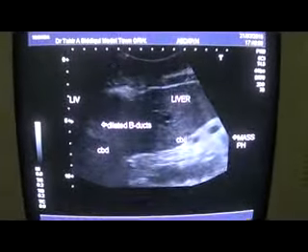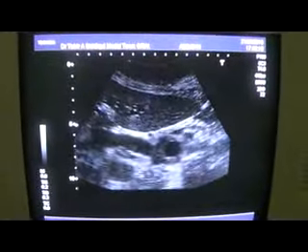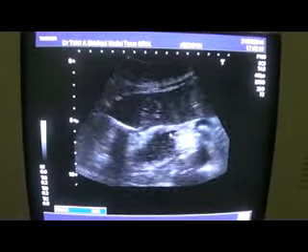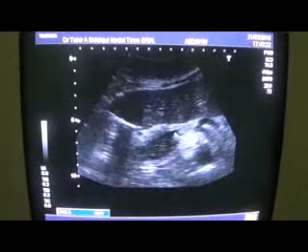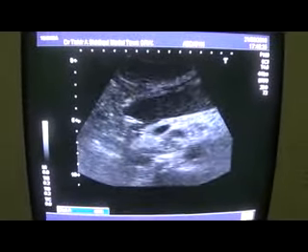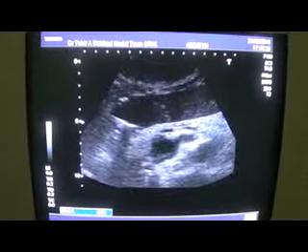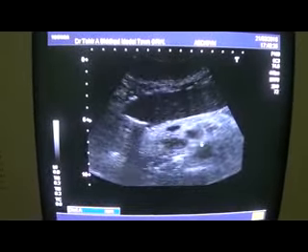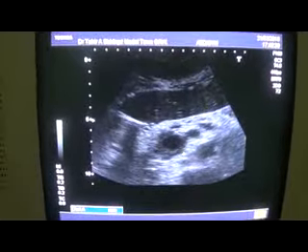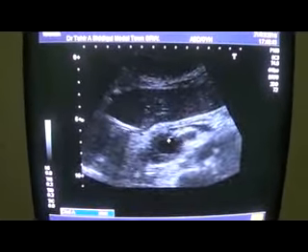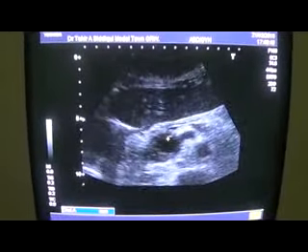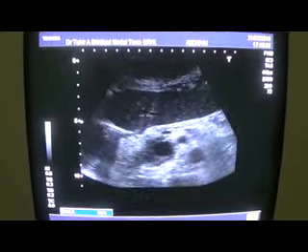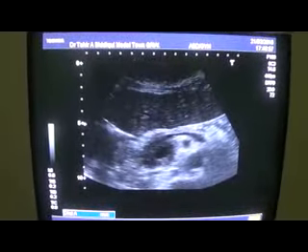Now let me show you. Here you see this is the mass, and when I give a sweep to the probe you will see it does not change its shape. This is the pancreas, and this is the duct, which is not dilated. This is the splenic vein, the superior mesenteric vein, the superior mesenteric artery, and the aorta, and this is the central cystic area of the mass relating to the pancreatic head region. This black linear structure is the pancreatic duct. The pancreas is otherwise normal, there is no evidence of pancreatitis.